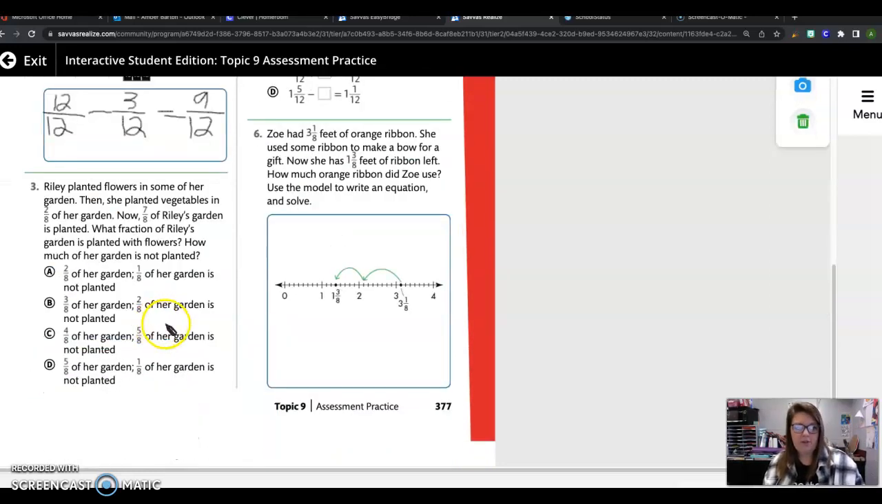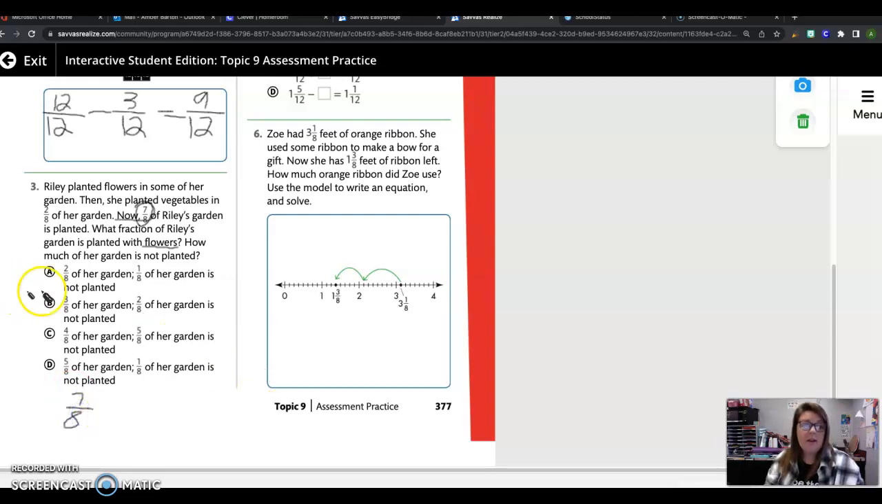All right, let's look at number 3. Riley planted flowers in some of her garden. Then she planted vegetables in 2/8 of her garden. Now 7/8 of Riley's garden is planted. What fraction of Riley's garden is planted with flowers? How much of her garden is not planted? Okay, so there are several things that we need to look at when we are solving this problem. First things first, it tells us how much of her garden is planted. How much of her garden is planted? 7/8 of her garden is planted.